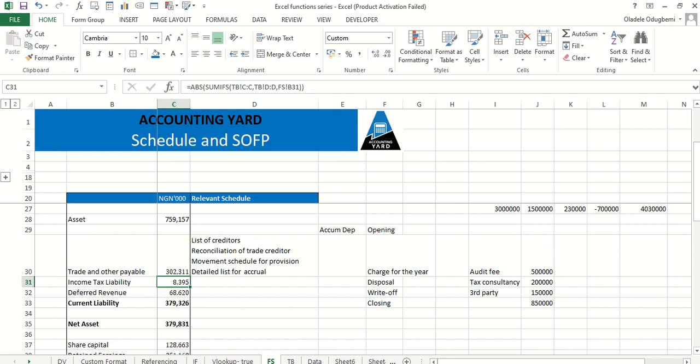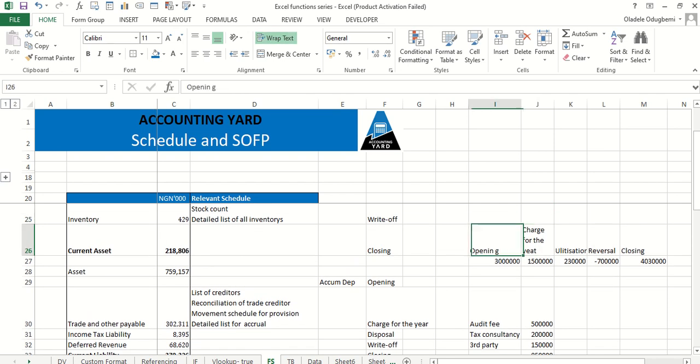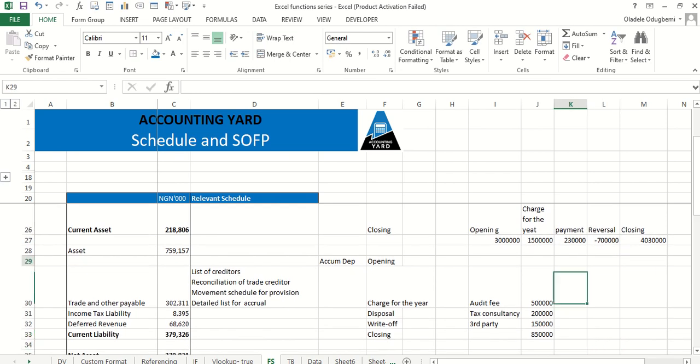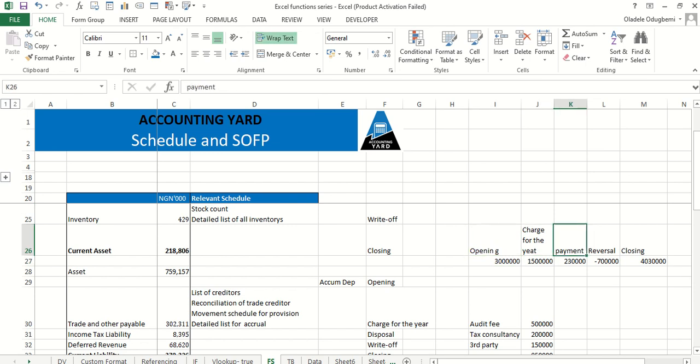For income tax, key is also a movement schedule. But unlike the previous scenario where you had opening, charge for the year, and utilization, here you have the charge for the year, which is your income tax expense for the year. Possibly utilization is payment where you've paid. Then you also have reversals when you don't need provisions anymore. The order of how you book it could be in this structure: opening, charge, payment, reversal, and your closing, and it could also be laid out downward, that's vertically.